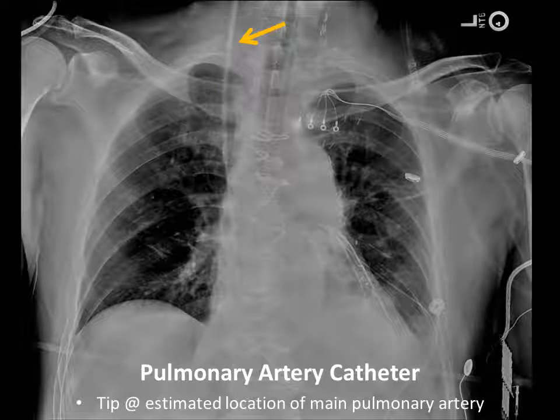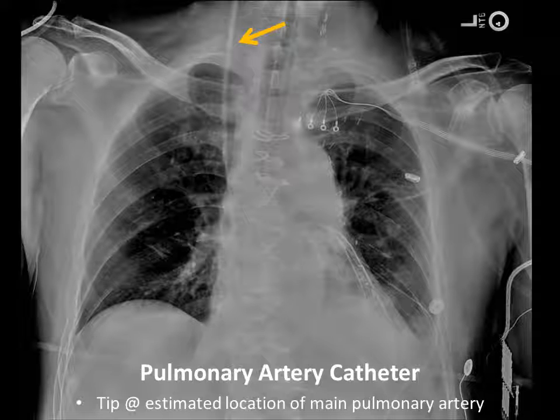This is a busy chest radiograph. This patient has a chest tube, you have drains placed, there's sternotomy wires, there's also this pulmonary artery catheter. It's being used to measure pulmonary wedge pressures. It's going to give an idea of volume status and cardiac versus pulmonary edema.